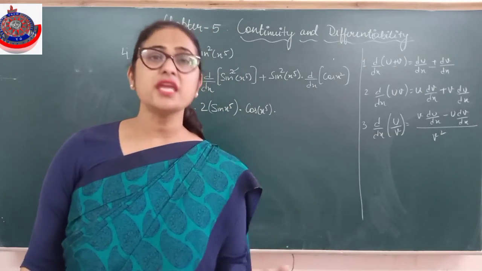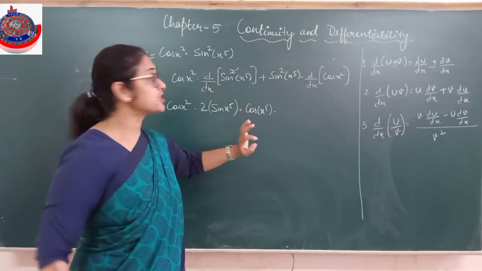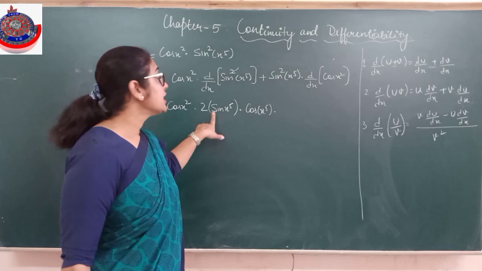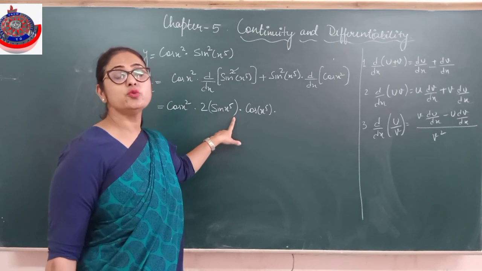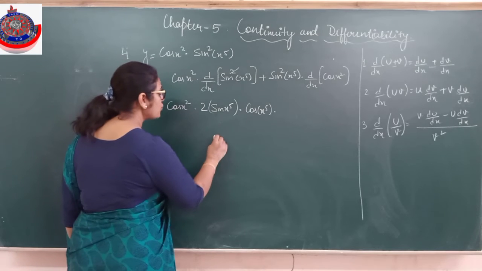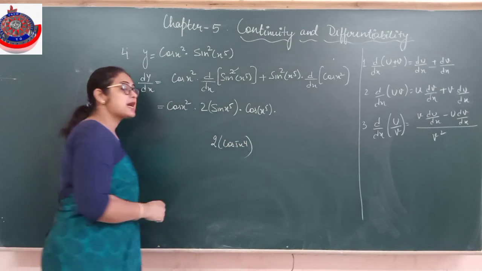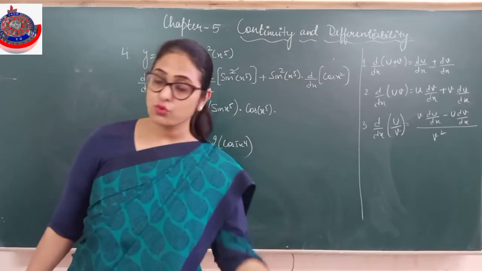Children, you have to be very careful. What mistake do children commit? They differentiate everything together: differentiation of 2, then sin into cos, and along with it x5 becomes 5x4. What they will do is write 2 cos 5x4, all differentiation in one step, and then the question goes wrong.